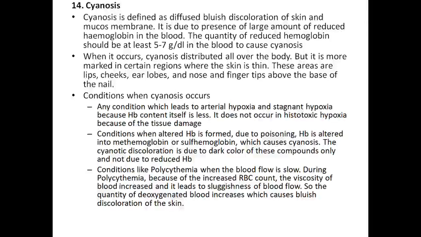Any condition which leads to arterial hypoxia and stagnant hypoxia causes cyanosis. It does not occur with anemic hypoxia because the hemoglobin content itself is less. It does not occur with histotoxic hypoxia because of tissue damage. In conditions when altered Hb is formed due to poisoning, Hb is altered into methemoglobin or sulfhemoglobin, which cause cyanosis. Cyanotic discoloration is due to the dark color of this compound only and not due to reduced Hb.